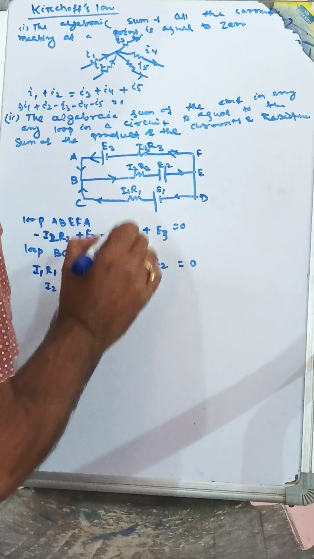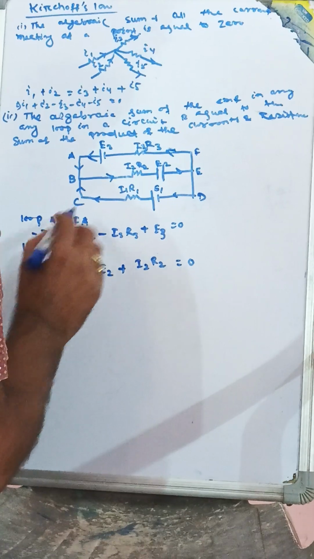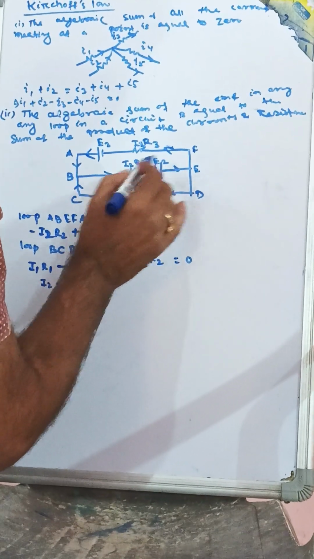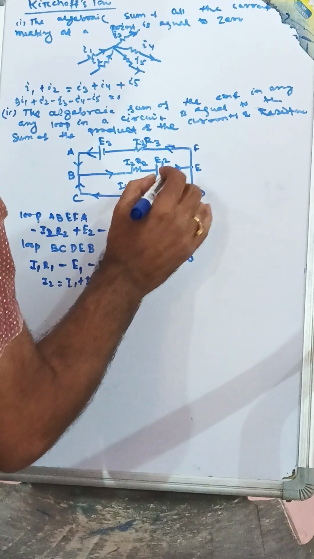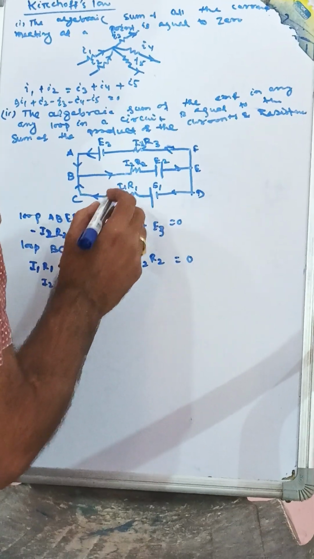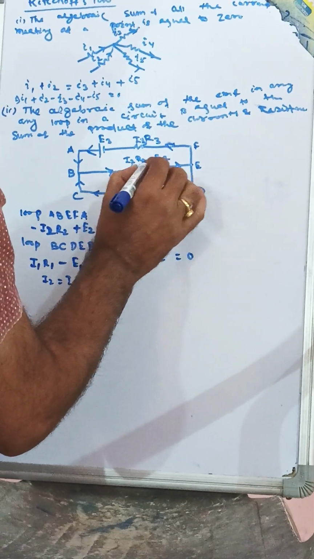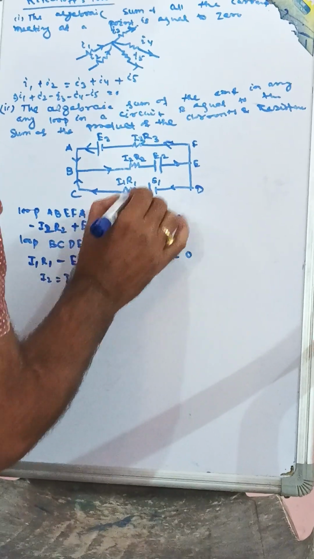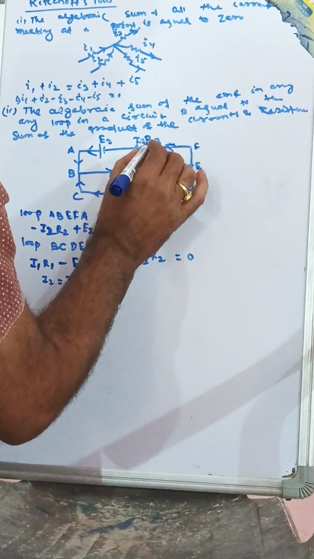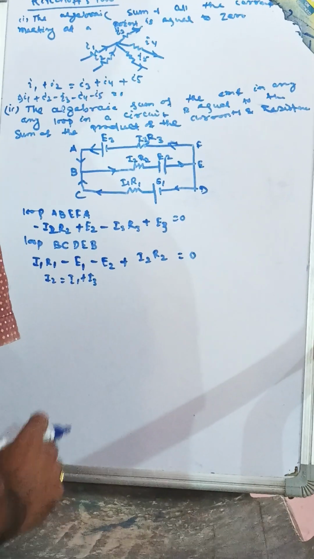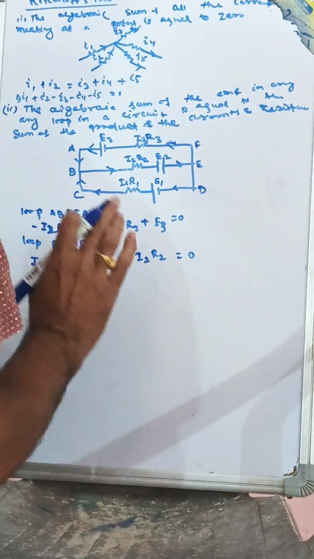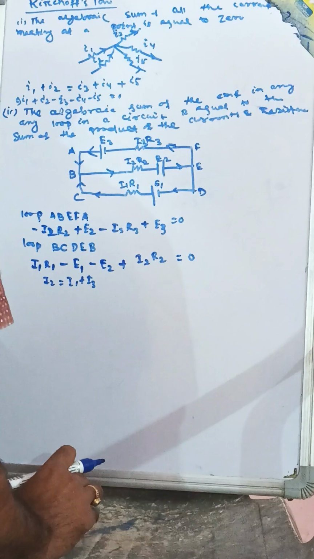Okay, I1 plus I3. Minus I2 R2, current moves in this direction, then minus I2 R2. Okay, then plus E2 in this direction, minus I3 R3 minus E3. Okay, this is the second law.